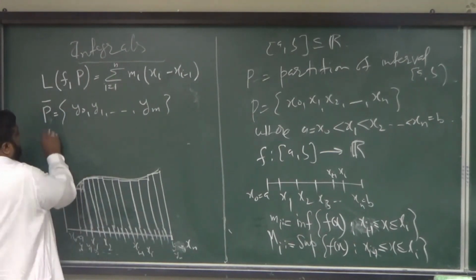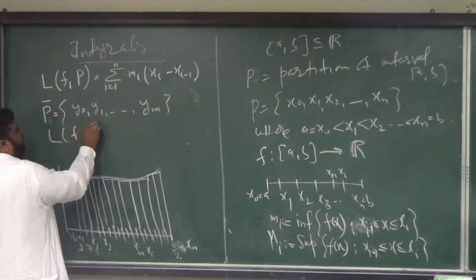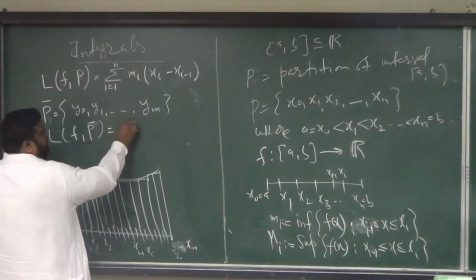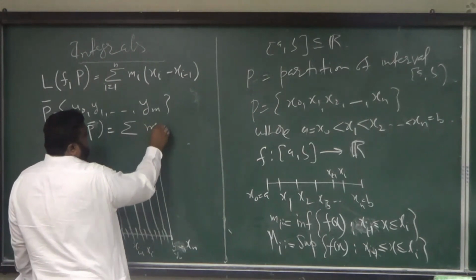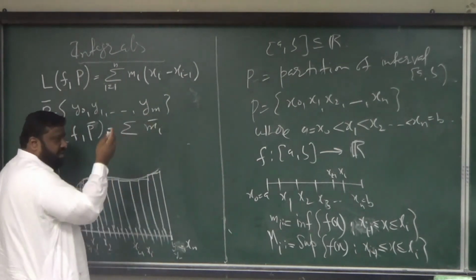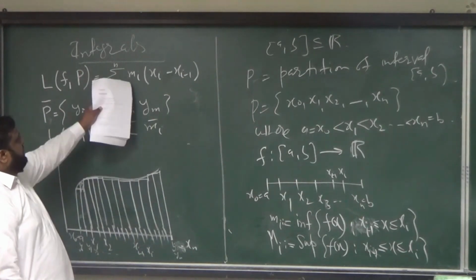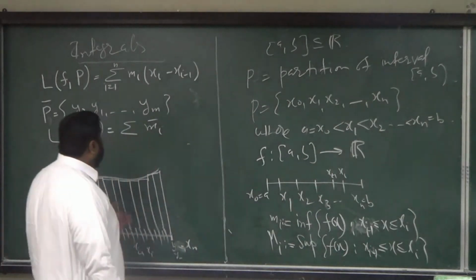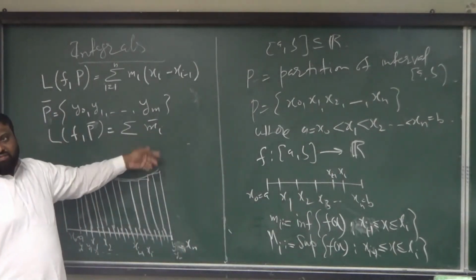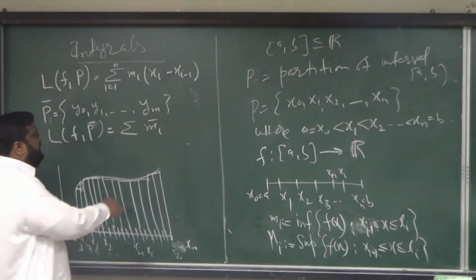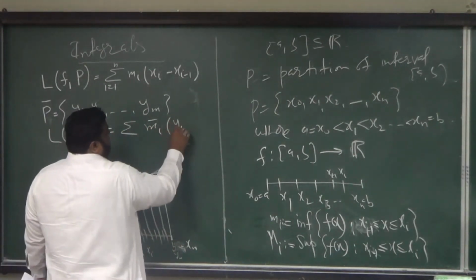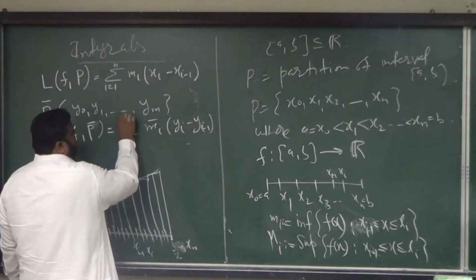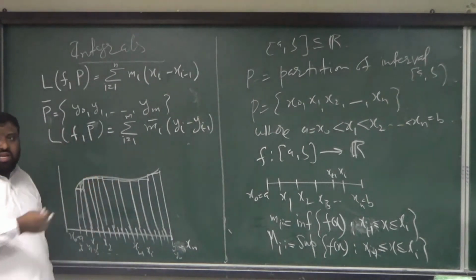Because L(f, P bar) is basically the sum of m_i bar, since these m_i's are the infimums with respect to this new partition, so you need to represent them with some new notation, multiplied by y_i minus y_{i-1}, where i is from 1 to m. Agree?